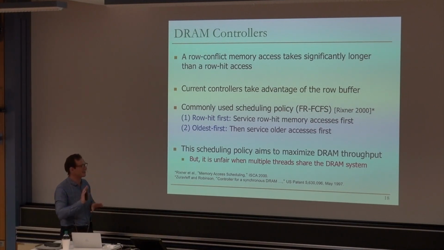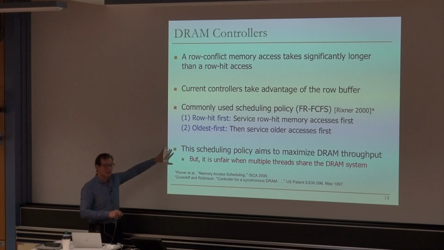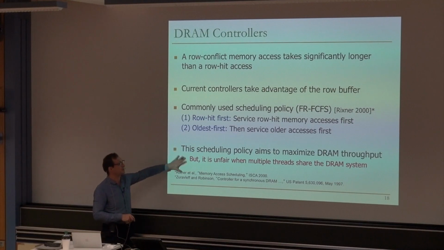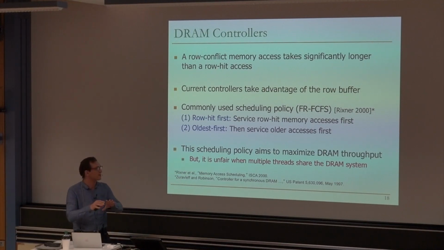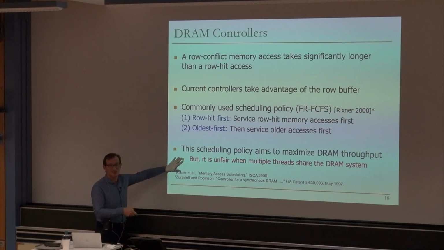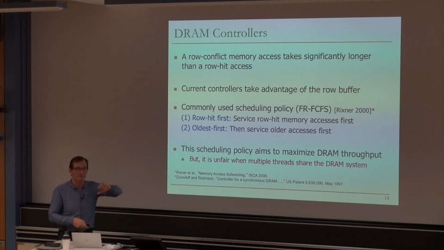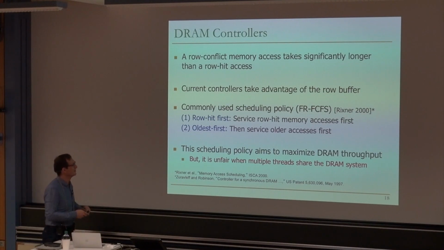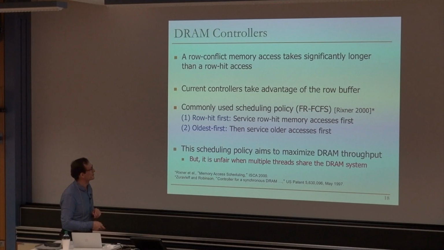But we'll talk about that later if we get to it. But this problem becomes much worse in a multi-core system because when multiple threads running on cores share the memory system, then maximizing DRAM throughput is not necessarily the right thing to do if applications have different requirements. Right? Basically, and we're going to talk about how to fix the problem, of course.